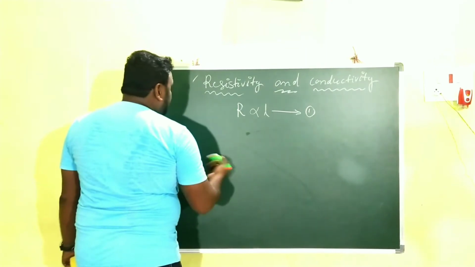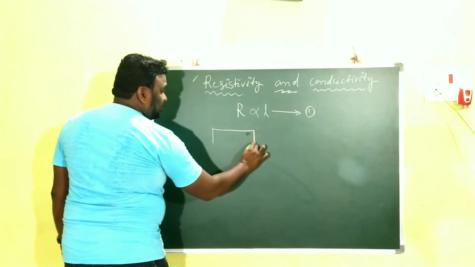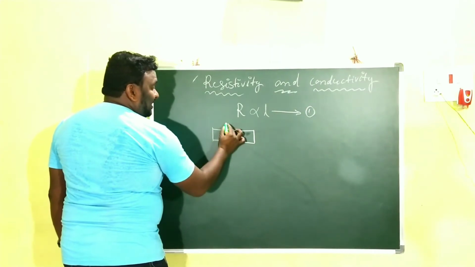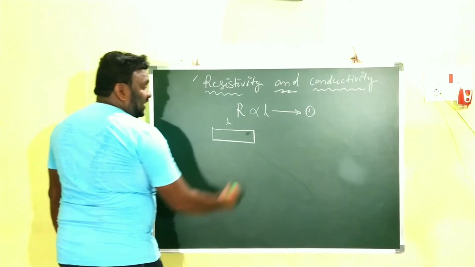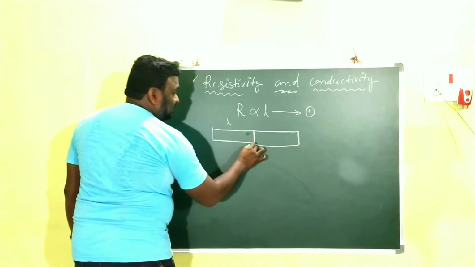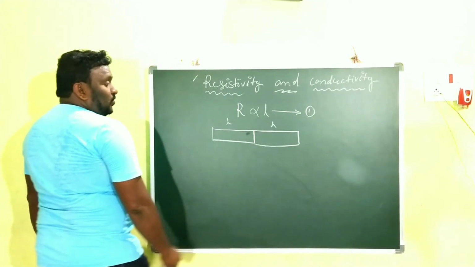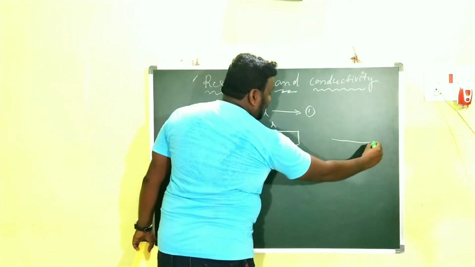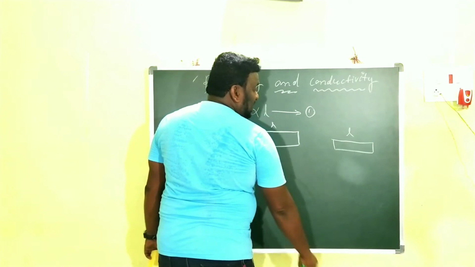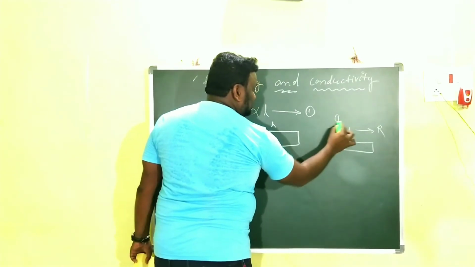To understand this, I am giving one example for you. Here we have one slab. This is the slab. Clear children? It has length L. And we keep another slab of the same type, also with length L. Clear children? When we have only one slab, its length is L and its resistance is R. This is the first case.